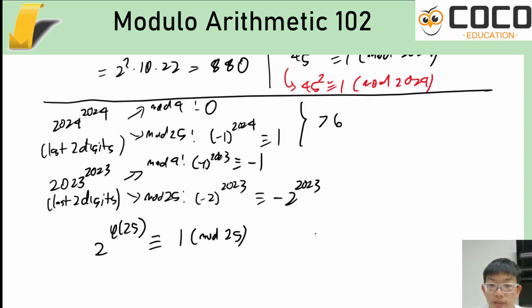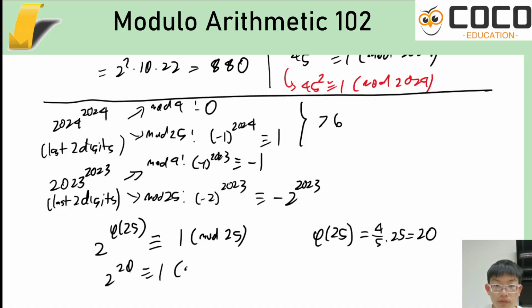What's phi of 25? Well, 25 is 5 squared. So it is 4/5 of 25, which is 20. Now that means that the cycle length is a factor of 20, and at least I know that 20 is my checkpoint. Therefore, 2023, I can just reduce it down to 3 because 2020 is a multiple of 20. I can say that this is negative 8.